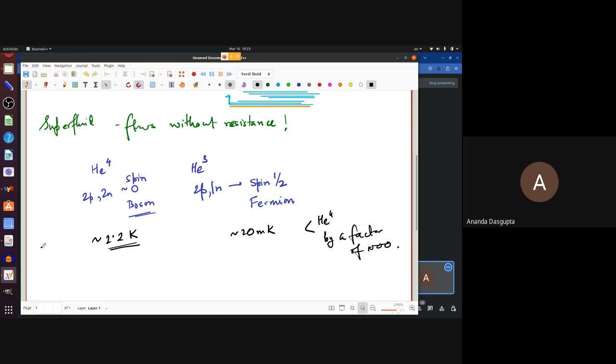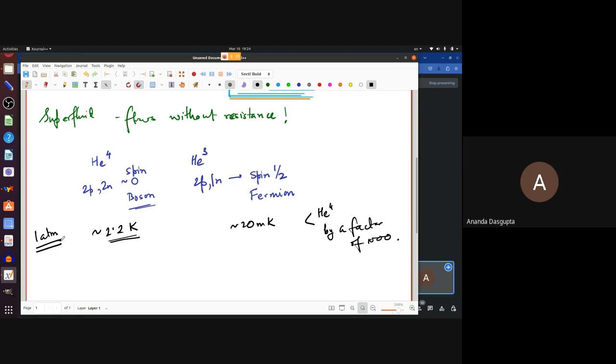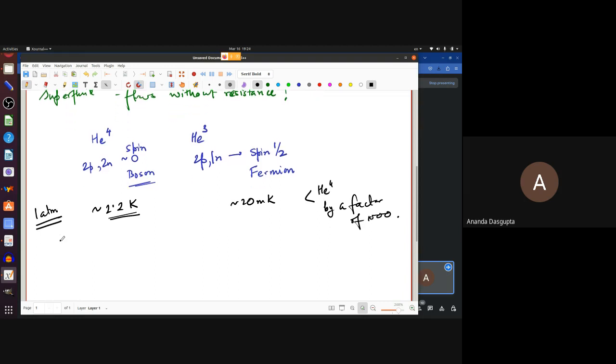Of course, these are both at 1 atmosphere pressure. But helium-3 is really superfluid only for a very, very small temperature. Helium-4, on the other hand, is superfluid in a very small temperature, but which is still huge compared to helium-3. And that's what we are going to focus on primarily.